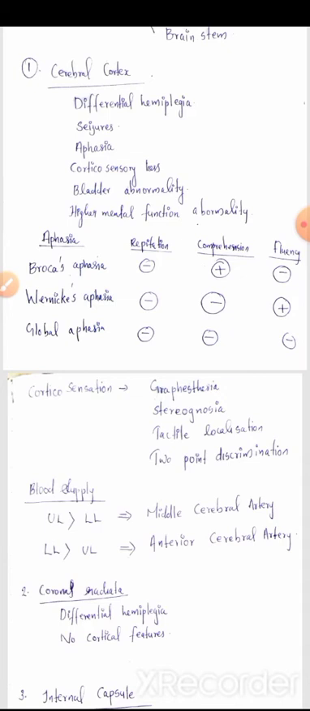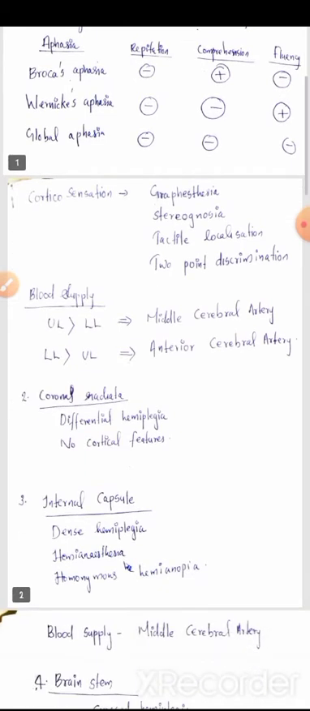Okay. Next is the corona radiata. In corona radiata also we will get a differential hemiplegia, but there will not be any corticosensory loss or any seizures in the corona radiata.